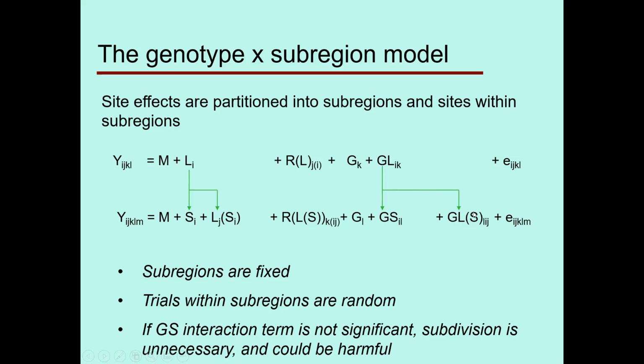Subregions, this S term in this model, are fixed. You know about them in advance. You want to make inferences about them. Trials within subregions are assumed to be a random sample of that new TPE.